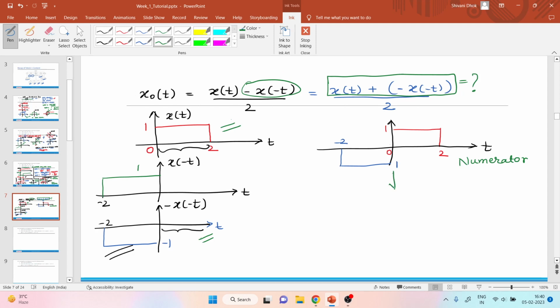And in order to obtain the odd part, we need to scale it by 1 by 2. So at the end, what will we get? We'll get the same signal, but now it will be scaled by 1 by 2. So we will be getting a scaled version, something like this. But here it will be of magnitude 1 by 2, here it will be of magnitude 1 by 2, and it will be from -2 to 2. So this is the odd part. This is how we construct it.